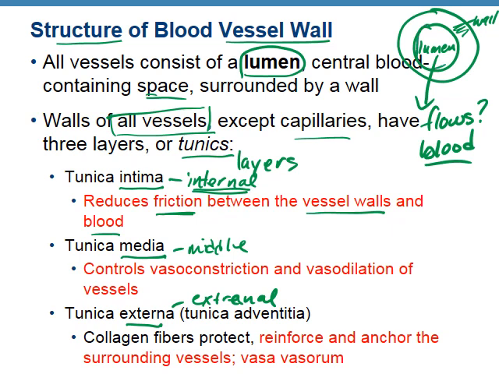So the very first layer on the inside is going to help reduce friction, kind of like we had in the heart with the endothelial tissue. Then we have the middle, and the middle is going to be lots of muscle. And how do I know it's going to be muscle? Because we're doing either vasoconstriction or vasodilation. That's what the middle level does. And then the external layer, this is going to be collagen fibers. They're going to protect, they're going to reinforce, they're going to anchor the blood vessels. And then we have to talk about this term vasovasorum.